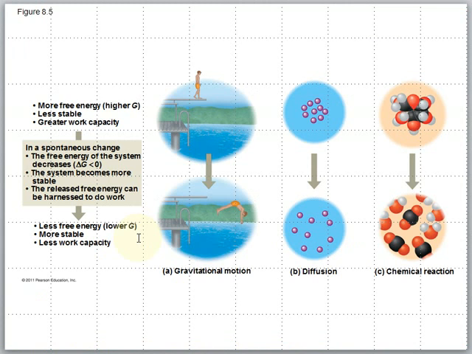Here are a couple of different examples. Here's one that involves gravity, gravitational motion. Up there on the high diving board, the person has a higher G, higher free energy. It's less stable, with more capacity to do work. Then you have this change. As he's falling through the air, he is losing free energy, giving up free energy. There's a negative change in the total amount of free energy, and he is reaching a more stable state down below. Same thing with diffusion of molecules, and the same thing with this chemical reaction. You have greater instability and greater free energy, and then you reach a state where you have less available free energy but more stability.